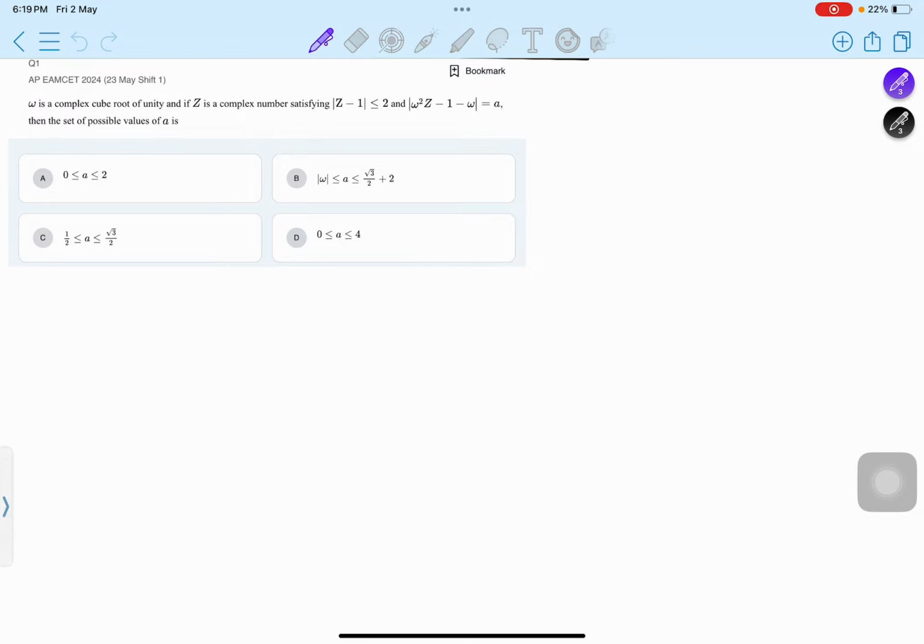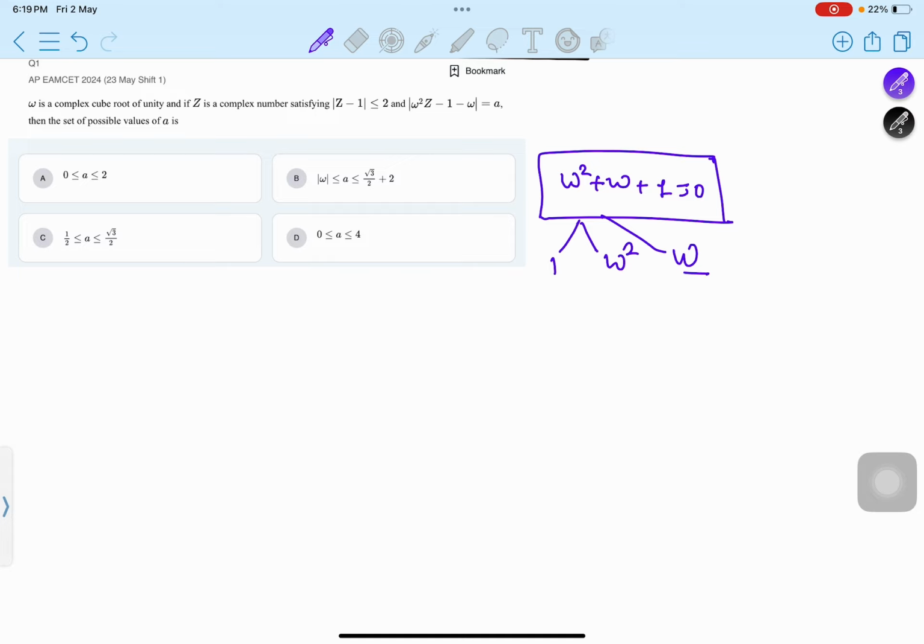What is the meaning of omega? Omega satisfies ω² + ω + 1 = 0, which is the condition of the cube roots of unity. The roots are 1, ω² and ω. So that's the condition of cube roots of unity.